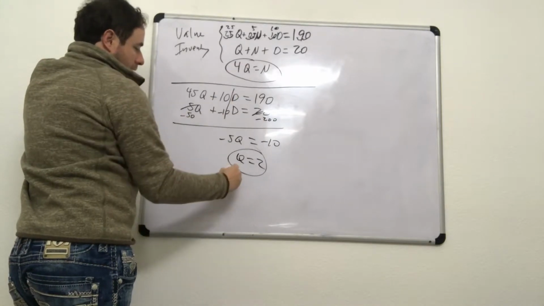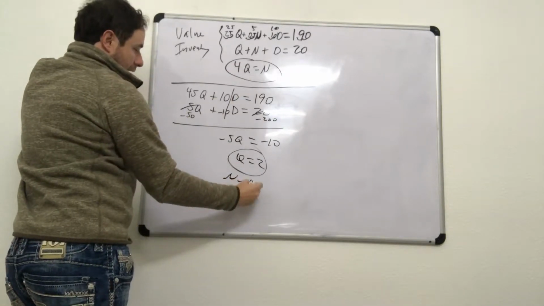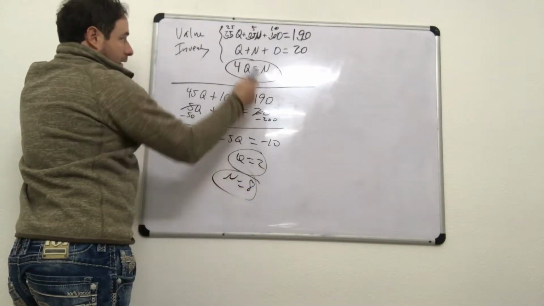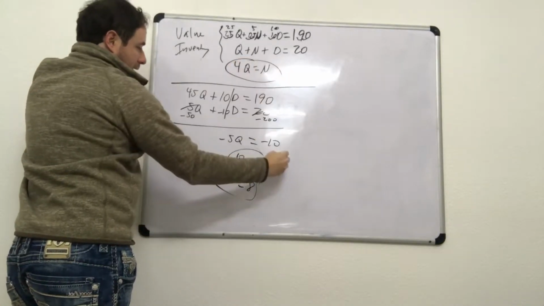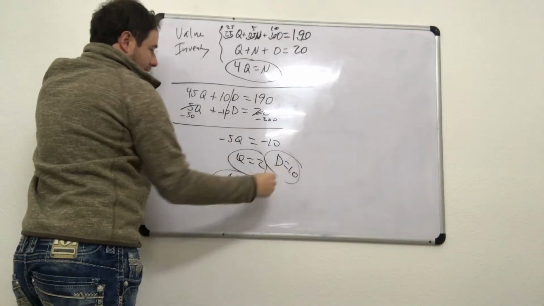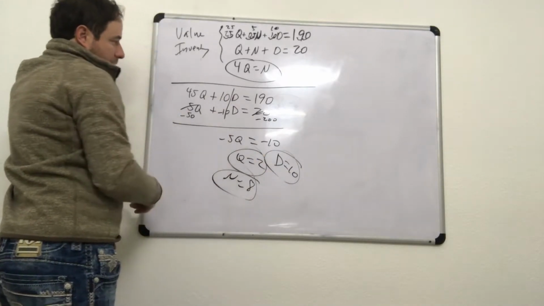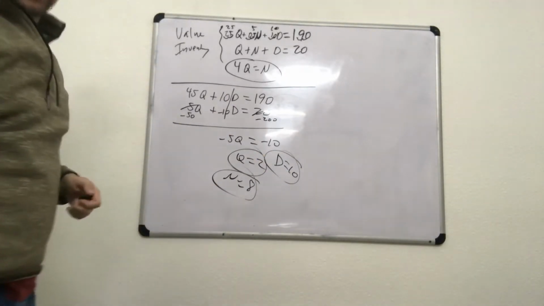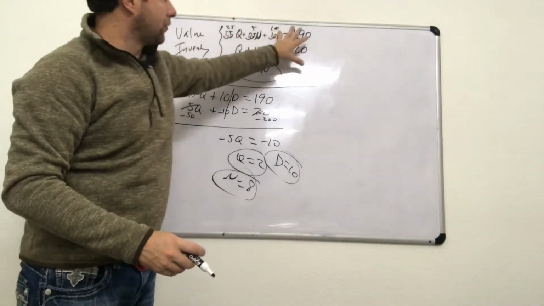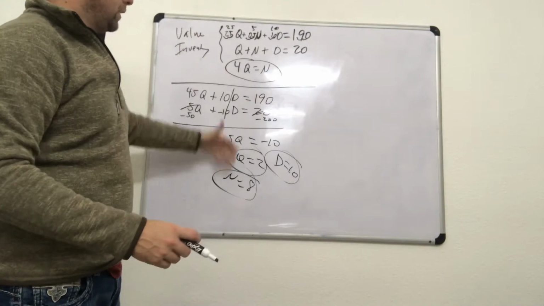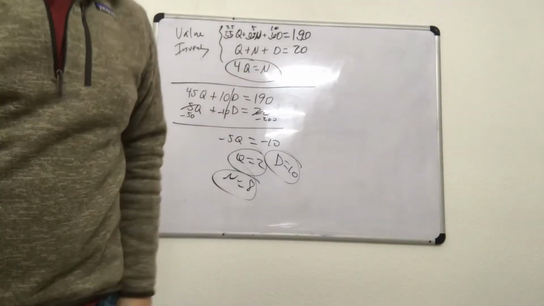If q is 2, n is 8. And if n and q add to 10, subtract 10, d is 10. So it's really not that tough, but you can use system of equations if you feel like that's faster. It's totally up to you guys on that. Once again, the whole key with word problems is translating them from English into math, then you just take it one step at a time there.